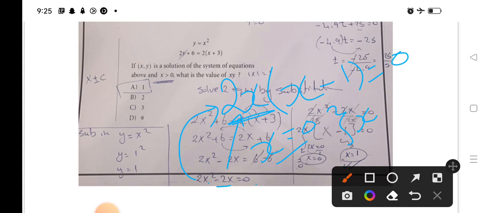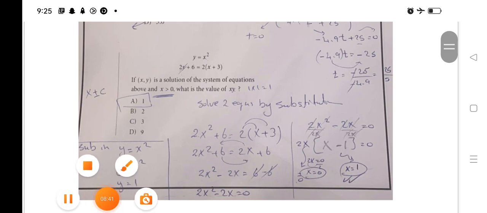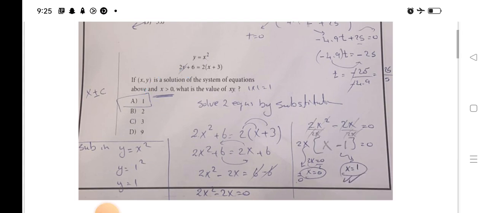x will go to the other side with a positive sign. Excellent, I can hear you. Okay, so x is 0 or 1. He said x greater than 0. He said x greater than 0. So what shall I choose here? 1. Excellent. I will cancel the idea of x equals 0 and I'll take x equals 1. Bravo.